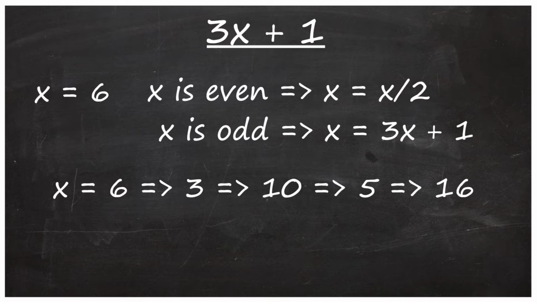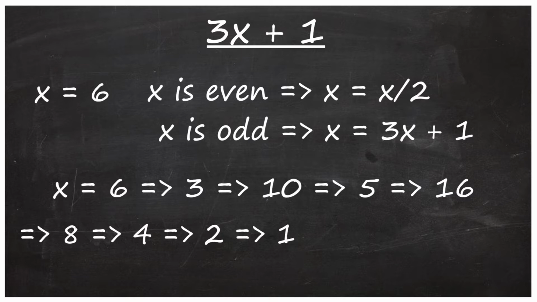16 is even, so we halve it, that gives us 8. 8 is even, so we halve it, that gives us 4. 4 gives us 2. 2 gives us 1. And when we reach 1, we generally terminate this, because although we could carry on, we don't get very far. Because 1 is odd, so 3x plus 1 gives us 4. 4 we halve, gives us 2. 2 gives us 1. And so at the end, we just end up with this very tight cycle. And so that's the sequence of 3x plus 1 numbers.